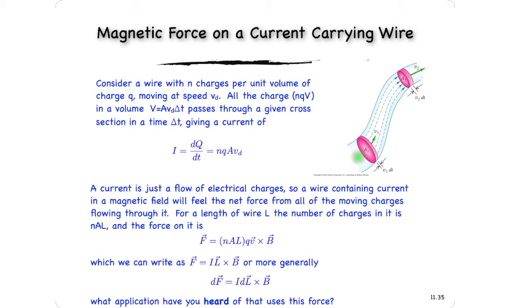And imagine our charges are flowing through this wire at a certain speed. Over here, we'll call that speed v1. And in a time dt, the distance they travel then is v1 times dt.